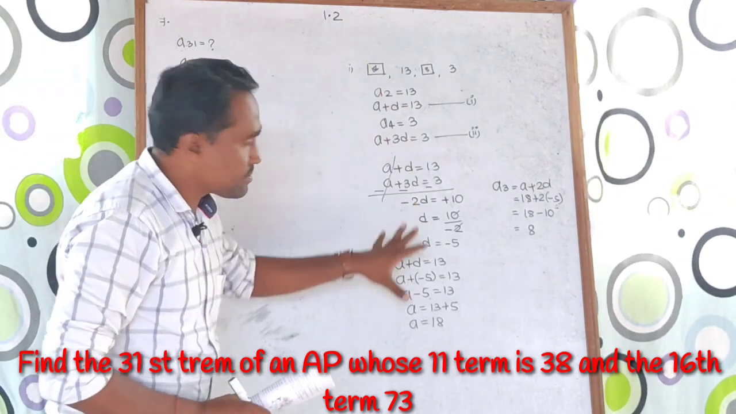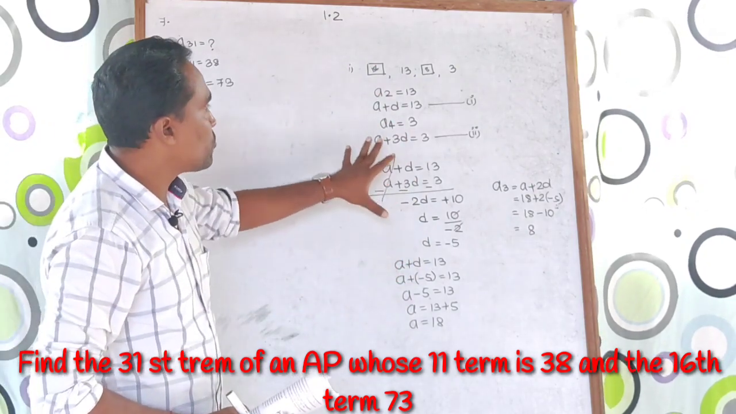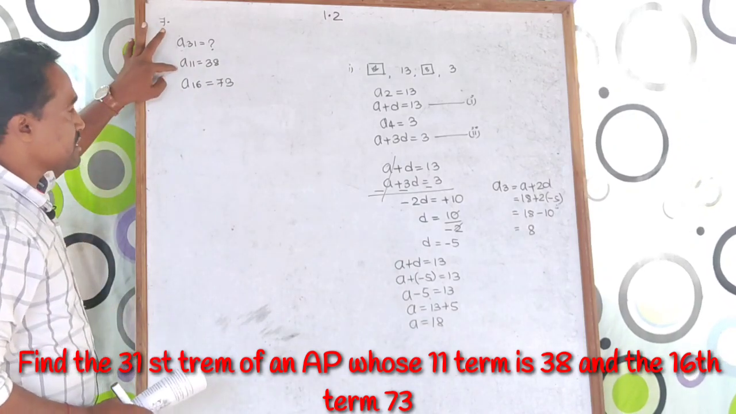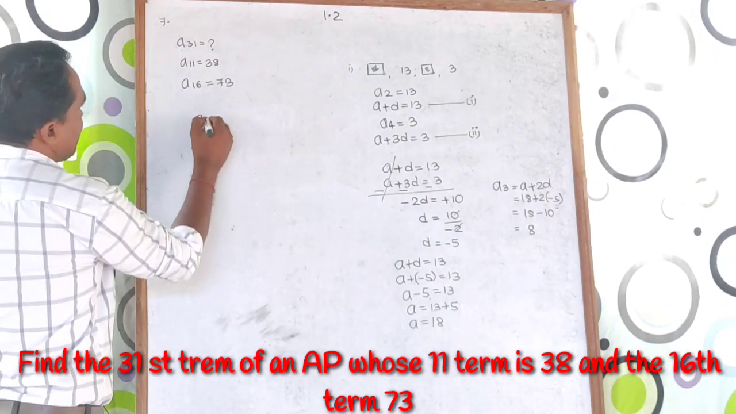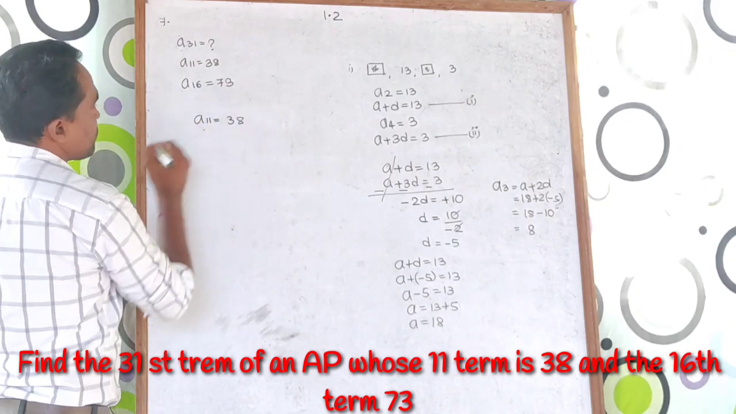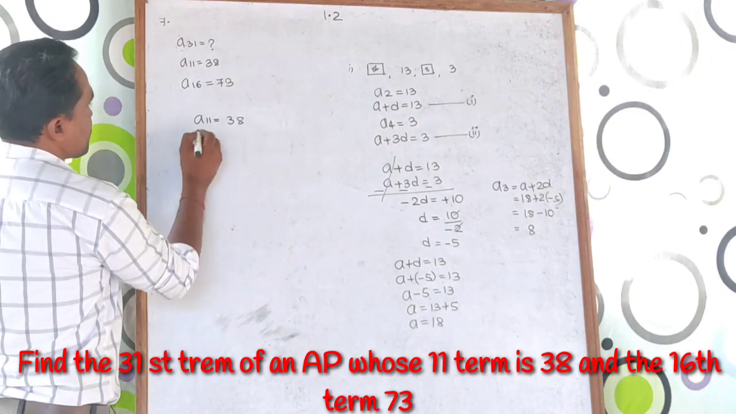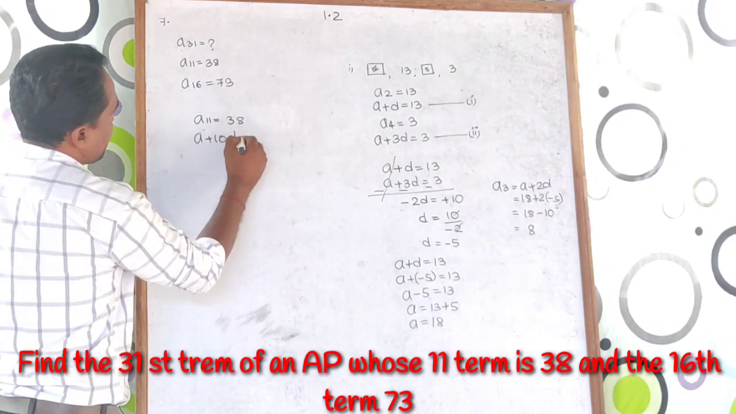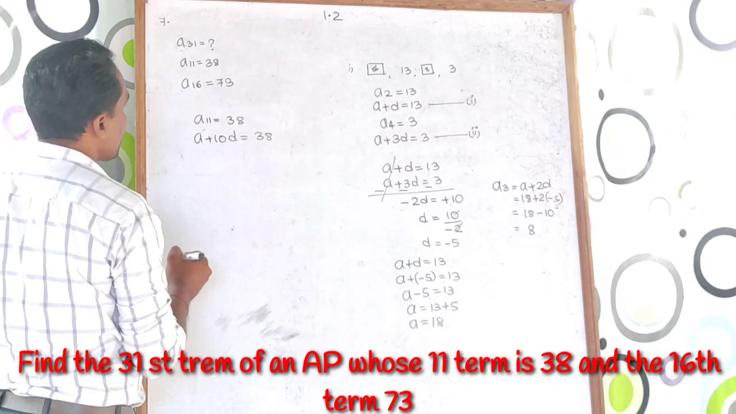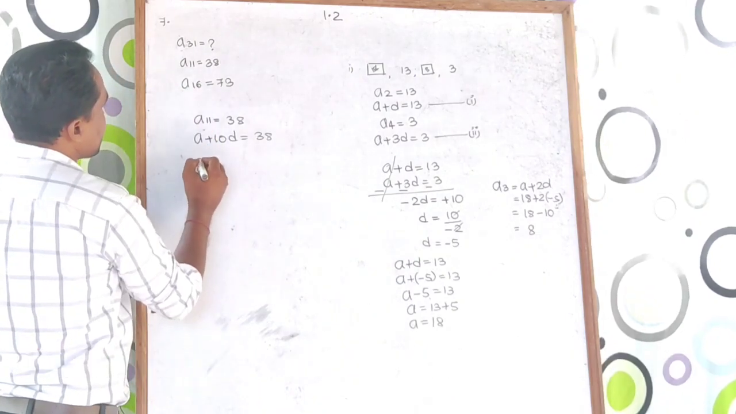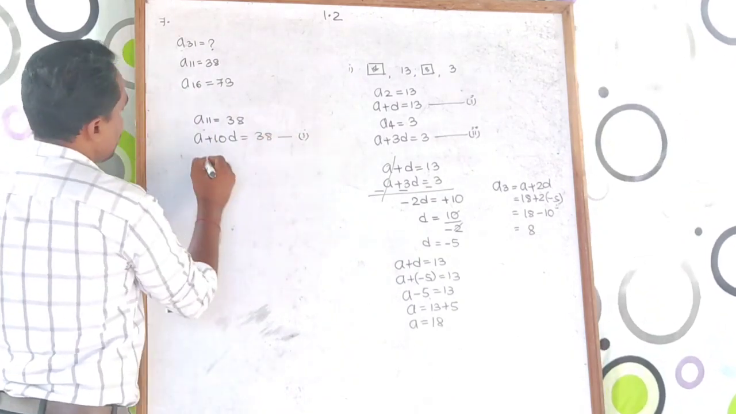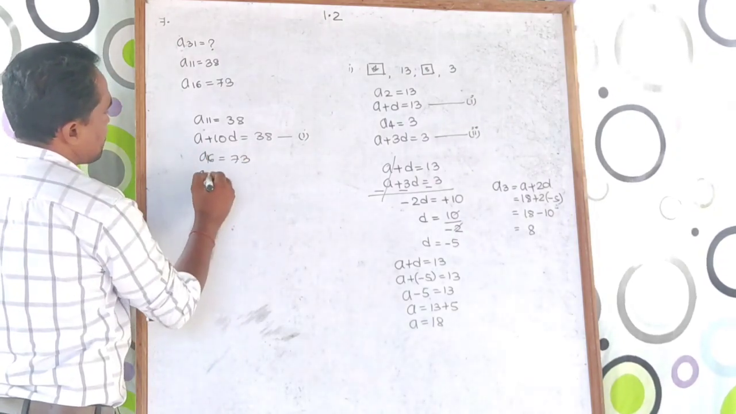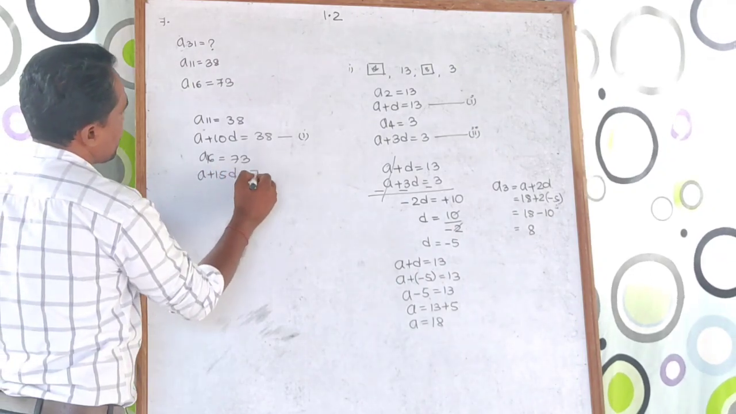Use the same pattern, and you won't have anything to worry about. First, by taking the 11th term, that means if A11 equal to 38, then what can you do here? Substituting, A11 equal to how much? A plus 10D equal to 38. This is equation number 1. Then if A16 equal to 73, then what can you take here? A plus 15D equal to 73.